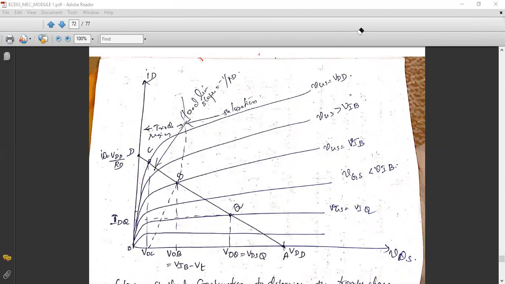So this is called as drain characteristics, where we are plotting VDS in the x-axis and ID in the y-axis. As from the figure, that is the main circuit diagram, you know that VDS is the same as your output, right? Your output is nothing but the drain to source voltage. So in the x-axis you are plotting your output voltage, and in the y-axis you are plotting the output current, which is nothing but the drain current.